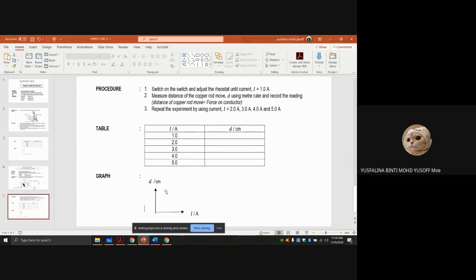And then the last one is the graph. Make sure to include the symbol and unit for each axis. The manipulated variable should be here, and the responding variable should be here. And just leave the graph there.